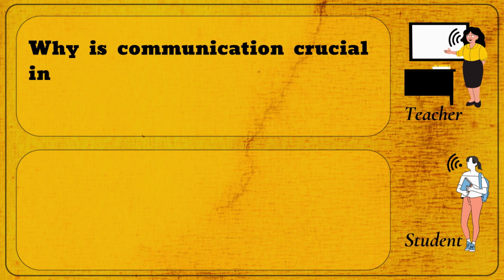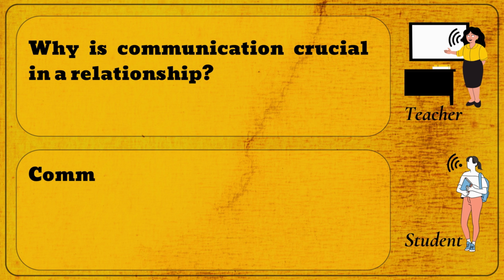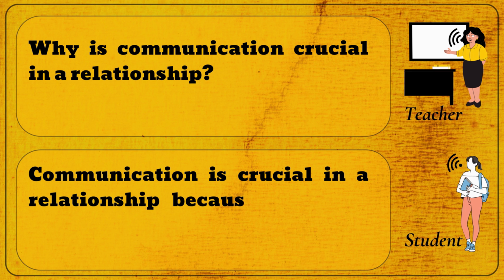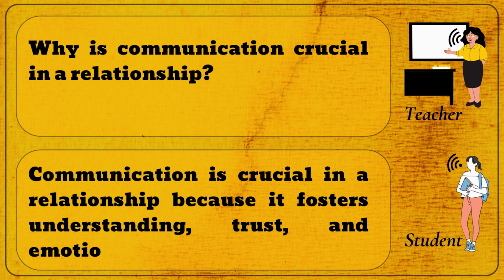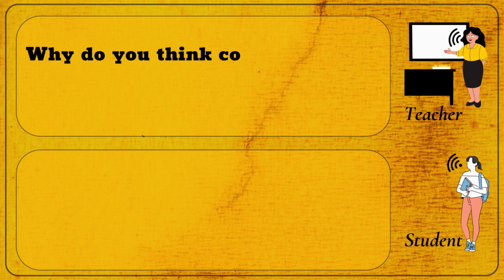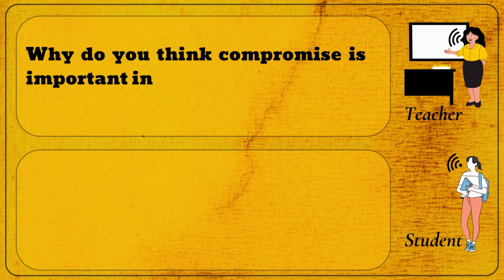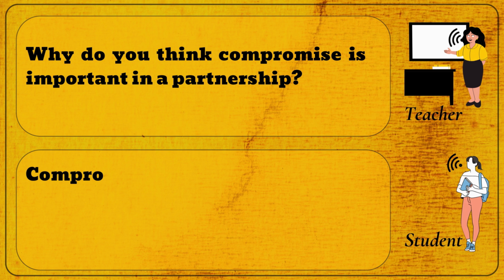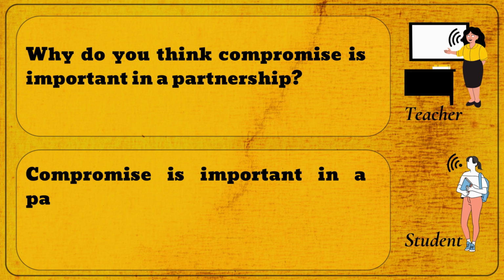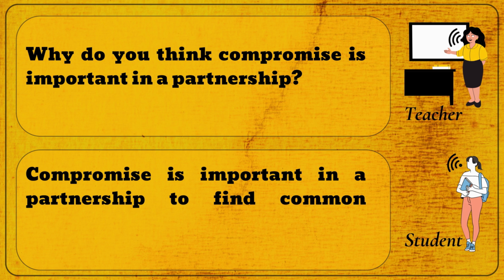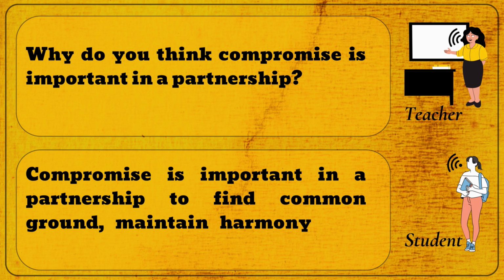Why is communication crucial in a relationship? Communication is crucial in a relationship because it fosters understanding, trust, and emotional connection. Why do you think compromise is important in a partnership? Compromise is important in a partnership to find common ground, maintain harmony, and strengthen the relationship.